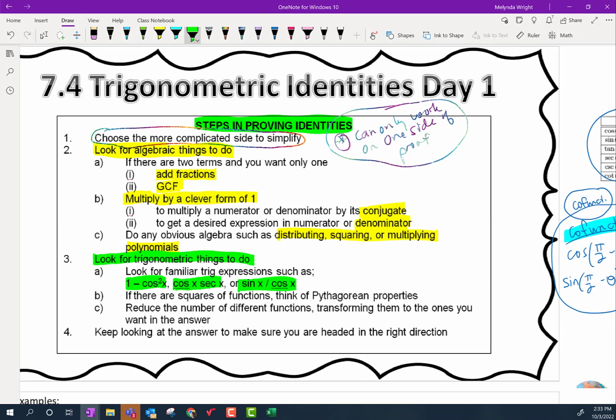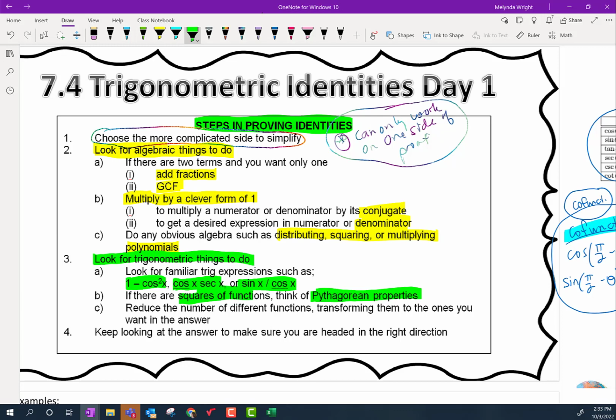If you see squares, then it's probably a good idea to think of the Pythagorean properties. Those are linked to the squaring of the functions. And then we want to shrink them. We want to reduce the number of different functions. And here's our end result.